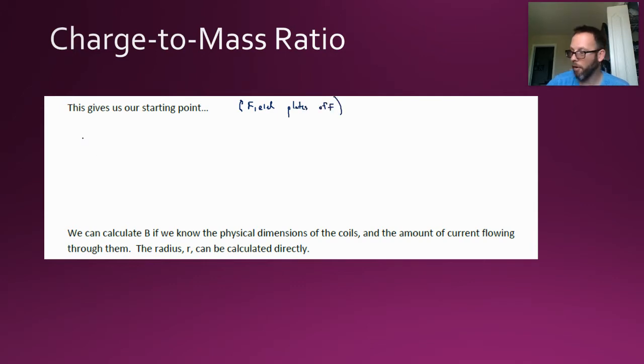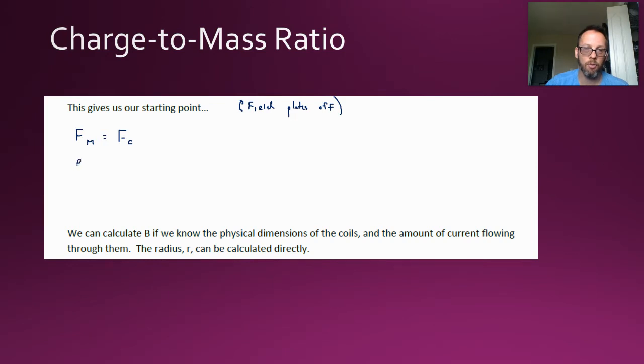So turn the field plates off. So that means that we're going to have a magnetic force. And remember, it's going to give us some uniform circular motion because the force and velocity are always perpendicular. And we've already quantified the magnetic force.